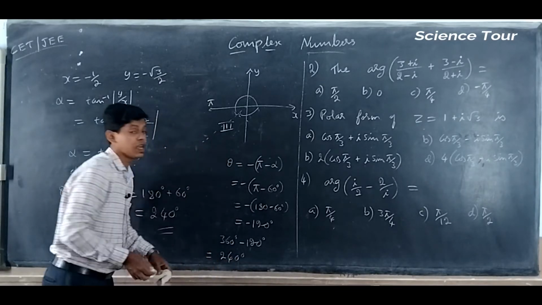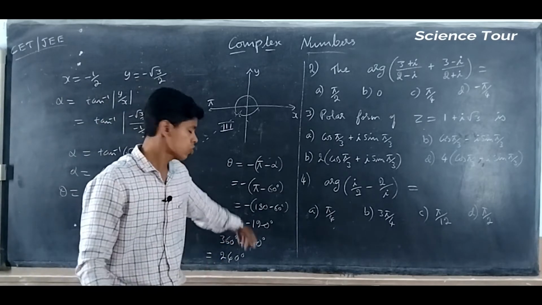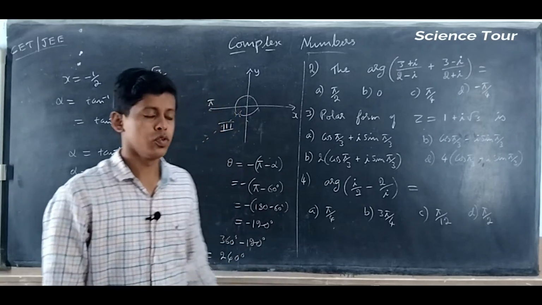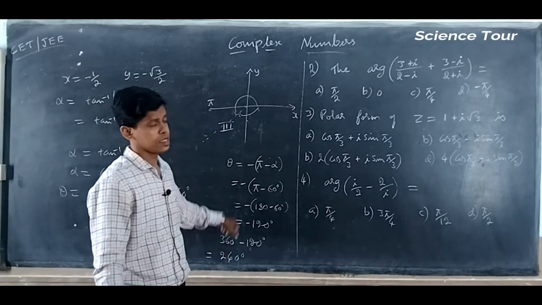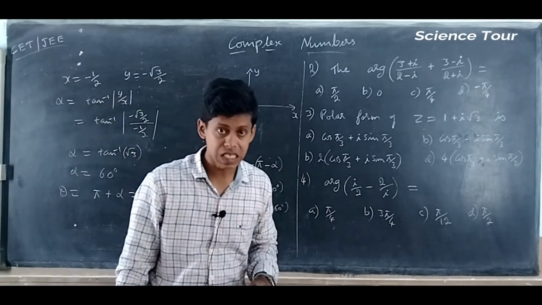So you can understand in any way. If the options were given in negatives, then minus 120 would be the answer. But all the options are in positive. Therefore, you have to add 360 to get the angle in positive.